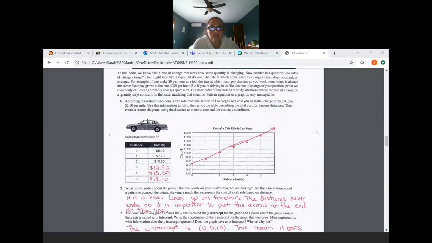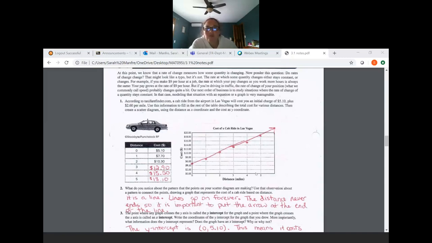So a couple of things. I noticed that the pattern was increasing by $2.60 every single time for each additional mile driven. So if you look, $5.10, if you add $2.60, it gives you $7.70, plus $2.60 gives you $10.30. To get these numbers that I put here, I just added $2.60 every single time.